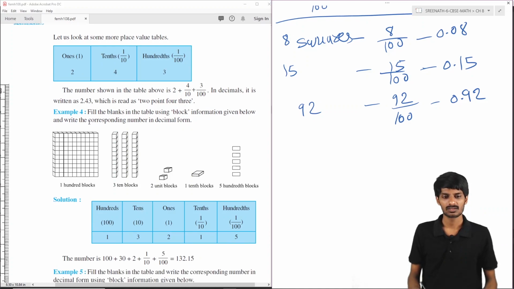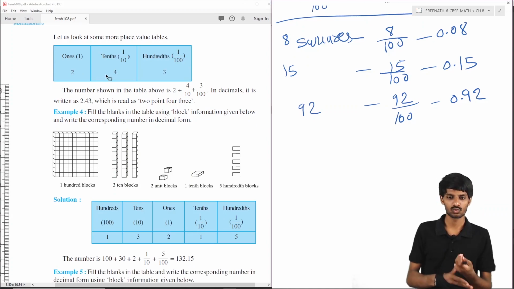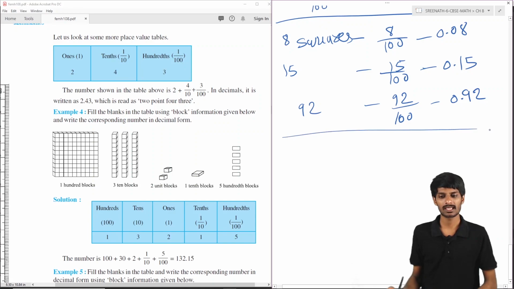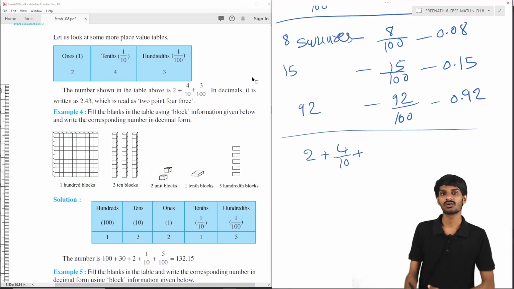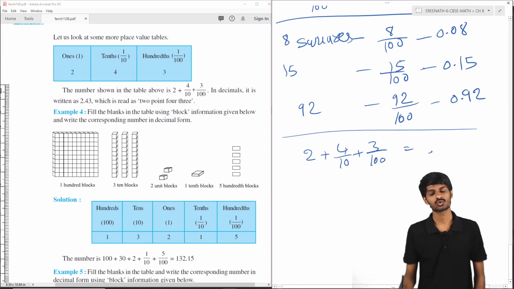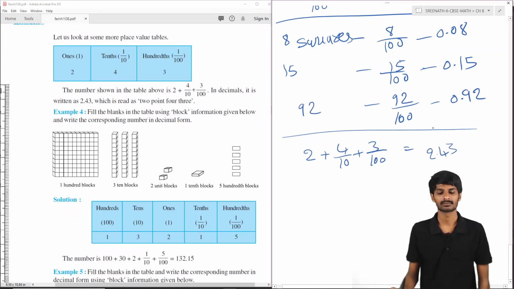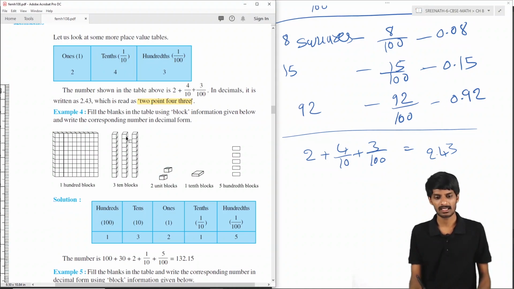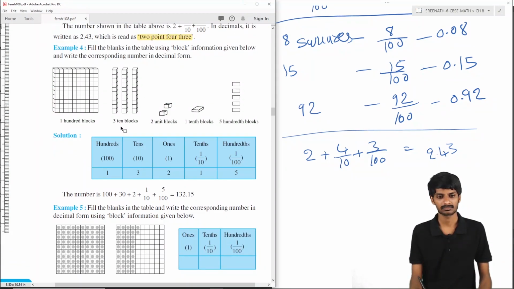Okay, students. If you look at the table, there are 2 ones, 4 1/10s, and 3 100s, students. So the number given in the table can be written as how much? That is 2 into 1s plus 4 1/10s, that is 4 by 10, and 3 100s, that is 3 by 100. So it gives 2.43. We read it as 2.43. So example 4 is here for us.